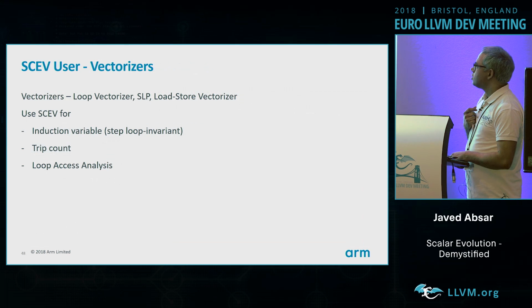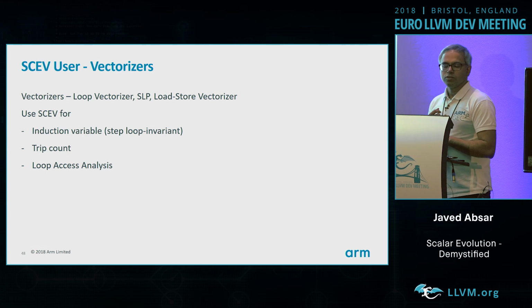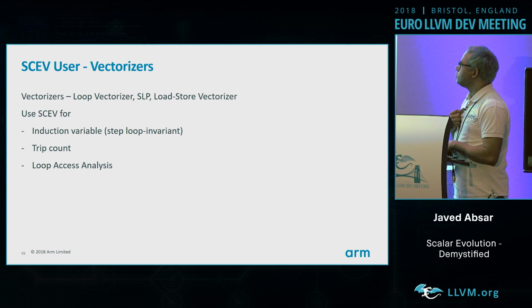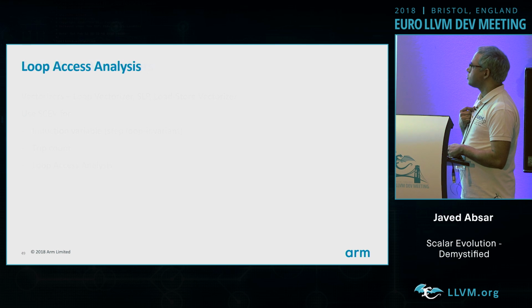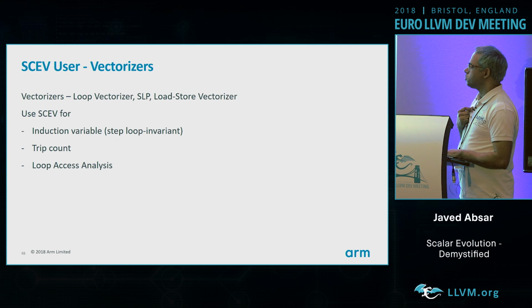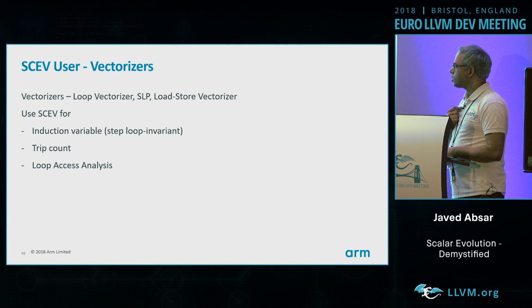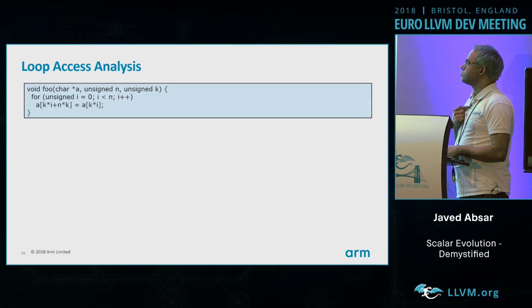The other massive user of SCEV is the vectorizer. You've got a bunch: loop vectorizer, SLP. They use SCEV for simple things like induction variable, trip count. The loop vectorizer uses loop access analysis, which in turn uses SCEV massively.